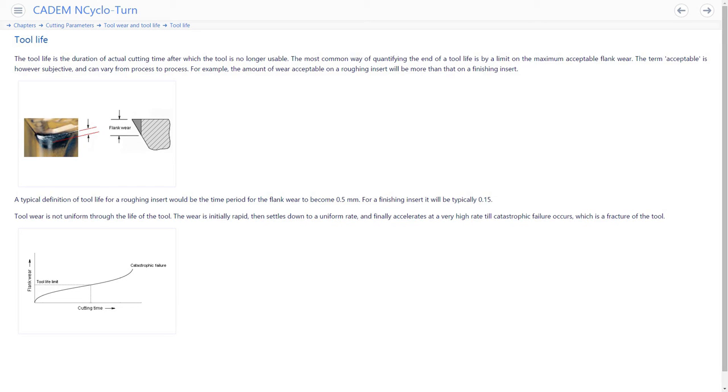Tool life is the cutting time for which the tool is usable. Usable means that the tool is giving you parts within tolerance limits, with acceptable surface finish, and without cutting forces and vibrations becoming too high. The end of tool life does not mean that the tool is actually broken. For example, you might have to change the cutting edge when the flank wear becomes a certain value.